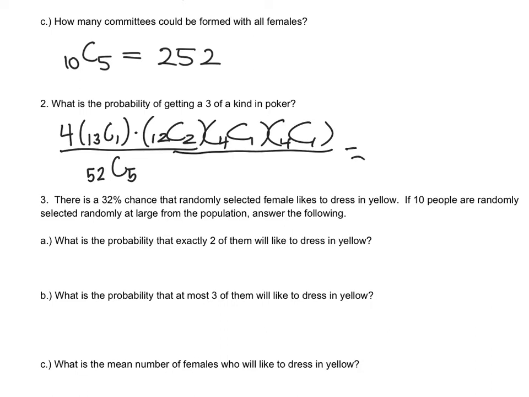So plugging this into our calculator, we're going to end up with 88 over 4165, which is about 0.0211. So you have about a 2% chance of getting a 3 of a kind in poker.